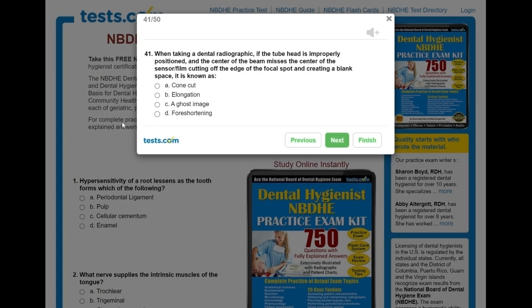Question 41. When taking a dental radiographic, if the tube head is improperly positioned and the center of the beam misses the center of the sensor film, cutting off the edge of the focal spot and creating a blank space, it is known as A. Cone cut, B. Elongation, C. A ghost image, D. Foreshortening.